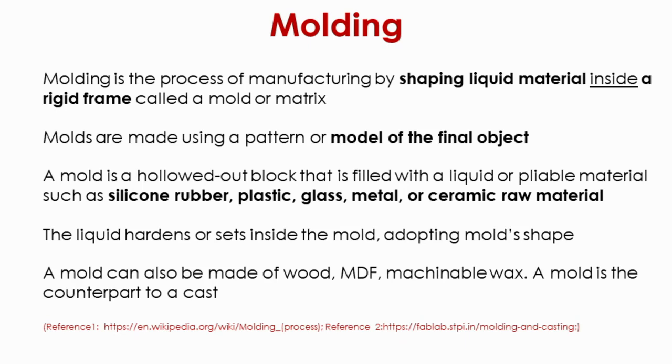Molding is a process of manufacturing by shaping liquid material inside a rigid frame. Molds are basically made using models of the final object. Say, for example, if you want to make something using molding and casting, you need to have a computer aided designed model to create the mold. The materials that can be poured into the molds are silicone, rubber, plastic, glass. Molds are made themselves using wood, MDF, machinable wax, and many other things.